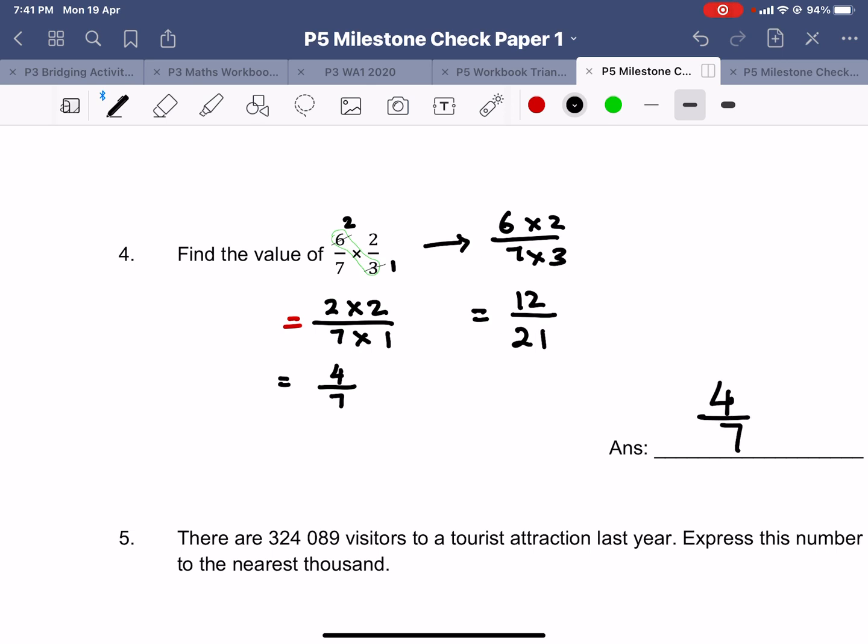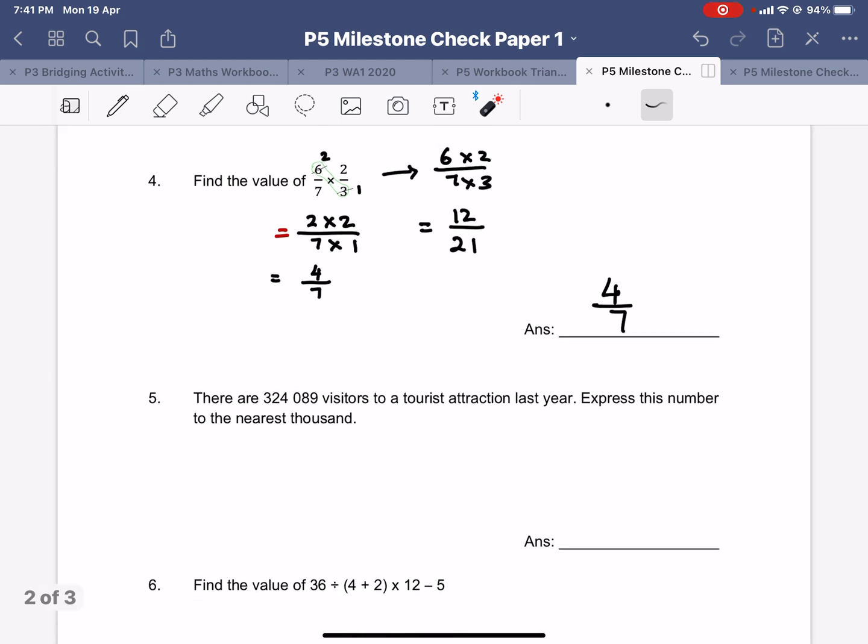Alright, now in the WA, if you do not give your answer in the simplest form, answer mark will not be given. So please be very careful, especially for fraction that has double digit. You must ask yourself, is that the simplest form? Okay, question number 5.